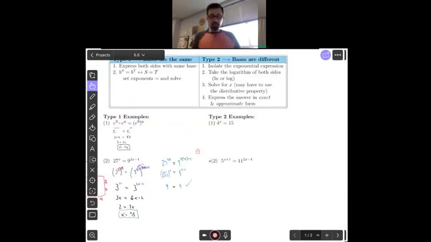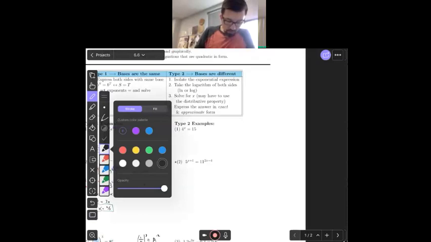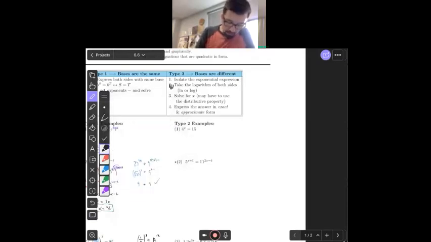So what if the bases are different? I'm going to change this real quick. This step 2 here was the way that I learned how to do logarithms. I don't like that way anymore. Over the years that I've taught this, I really think this other way that I do is much better.